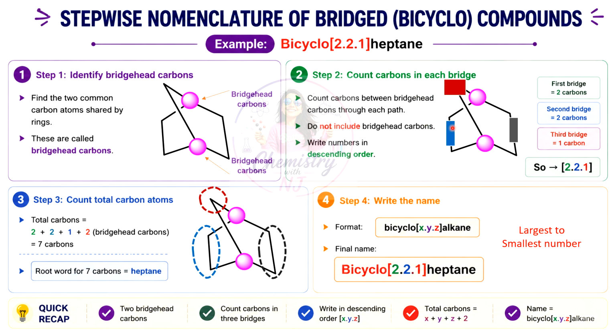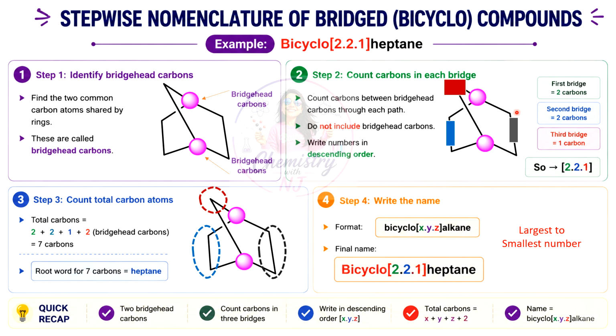In the first bridge, you can see there are two carbons. In the second bridge there are also two carbons. Next is this bridge: in the third bridge there is only one carbon. Here we do not count the bridgehead carbons.